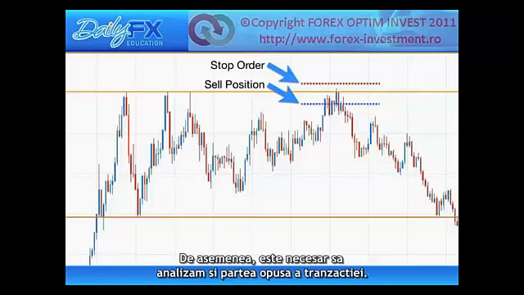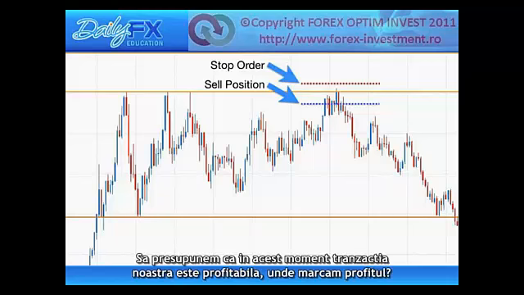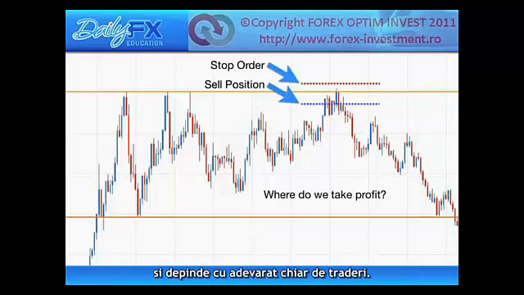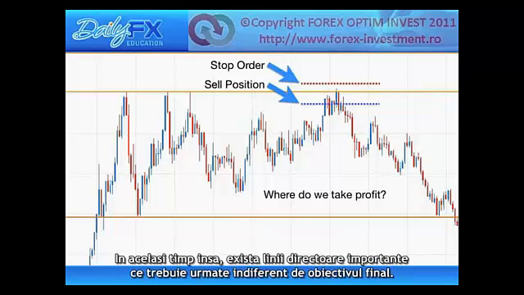Now we need to look at the opposite side of the trade as well. Let's assume our trade is currently in the money. Where do we take our profits? This, like placing a stop, is a point of debate, and it truly depends on the trader themselves. At the same time, there are important guidelines to follow regardless of your ultimate objective.